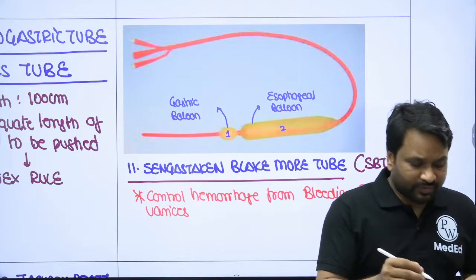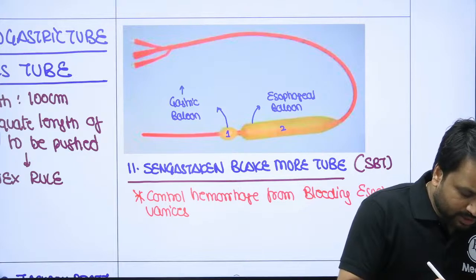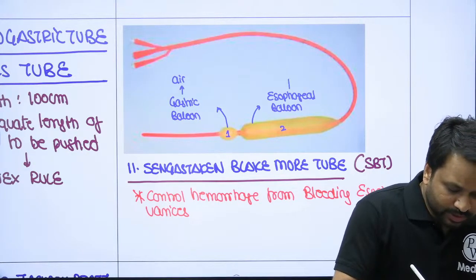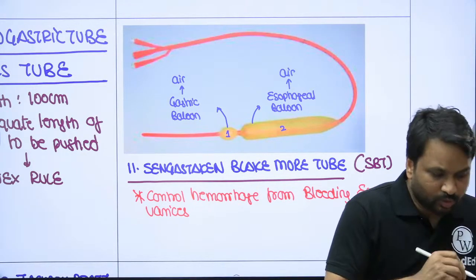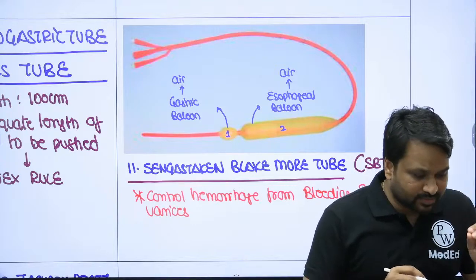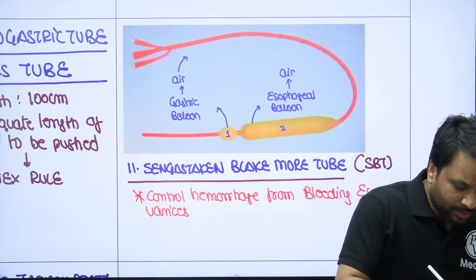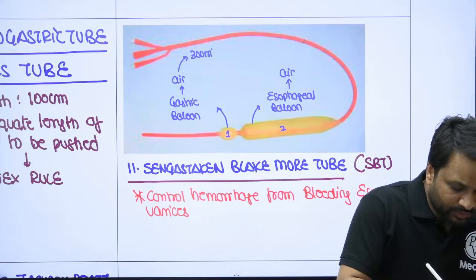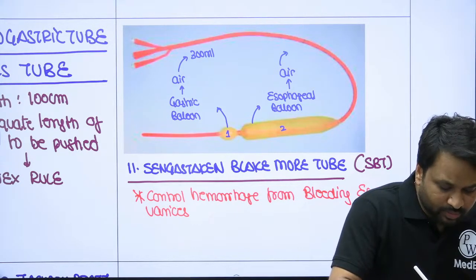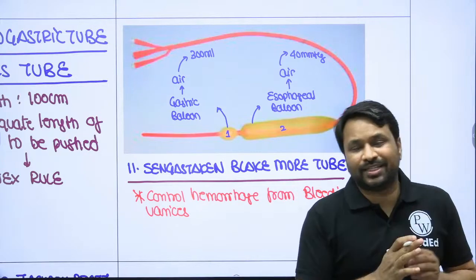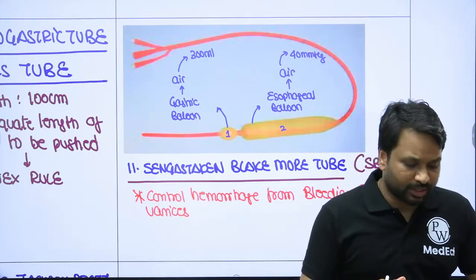Both of them, when inflated, are inflated with air. Yes, Vijay Lakshmi, you're spot on. The gastric balloon I inflate with 300 ml of air. The esophageal balloon I inflate with 40 millimeters of mercury pressure. This is the most important precaution that you need to know.